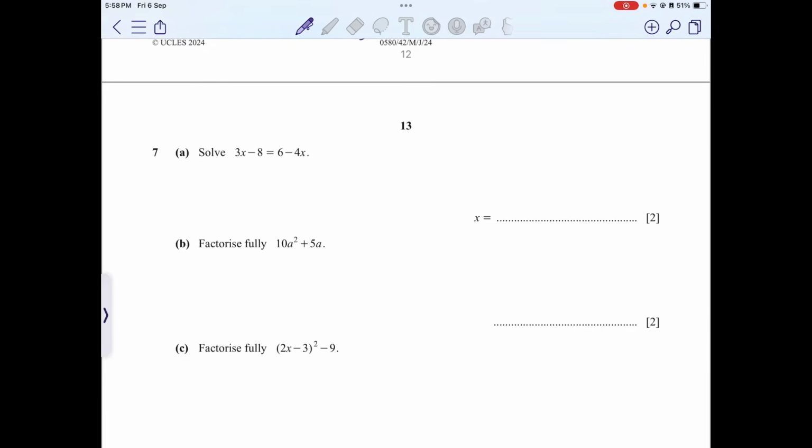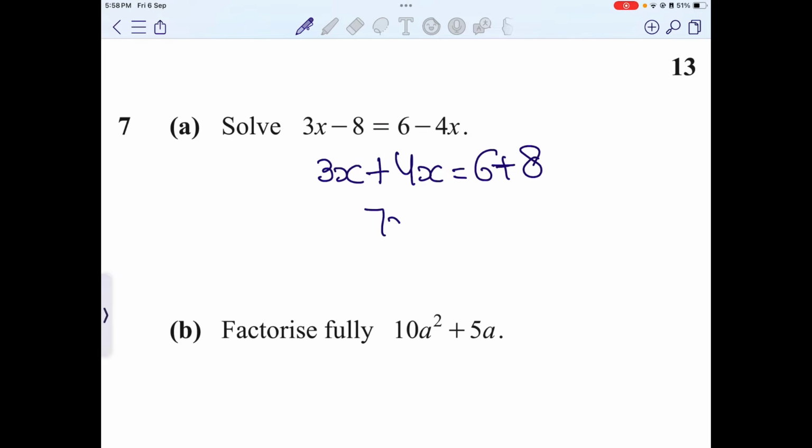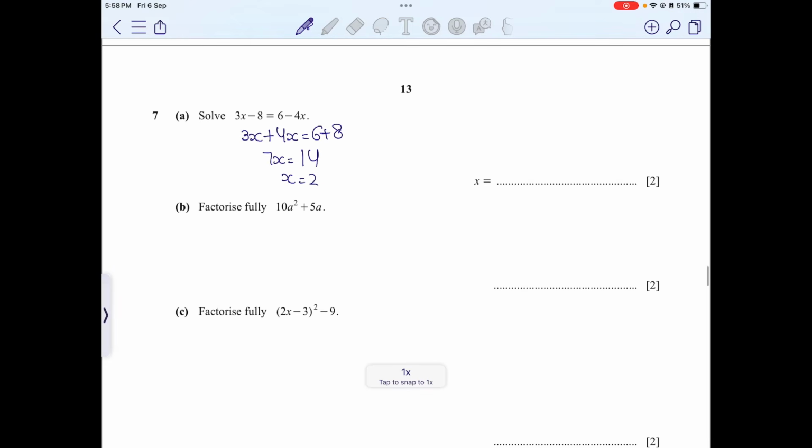Moving on, we have question number 7. It says, first part, solve 3x minus 8 is equal to 6 minus 4x. So you need to bring all the terms with x on one side and all the terms without x on the other side. So when I bring the 4x to this side, 3x plus 4x, because the sign will change, and the 8 to the other side, 6 plus 8. So 7x is equal to 8 plus 6, which is 14. So x is 2 then. That's one of your answers.